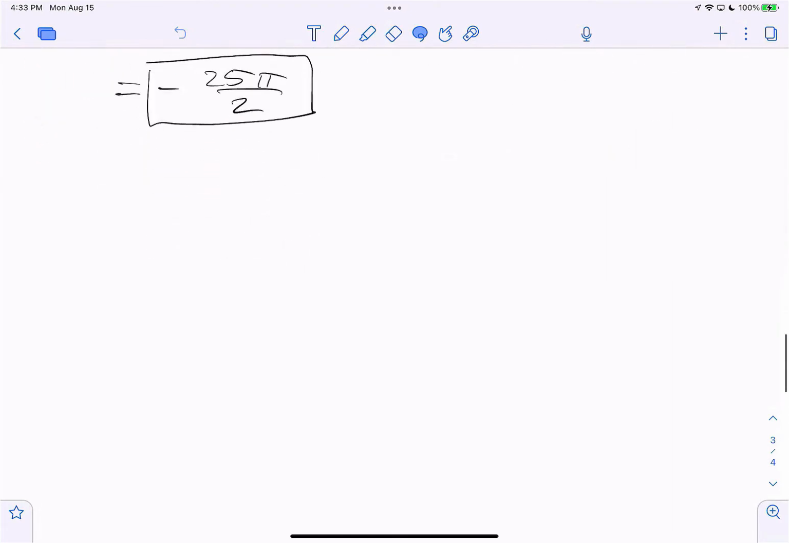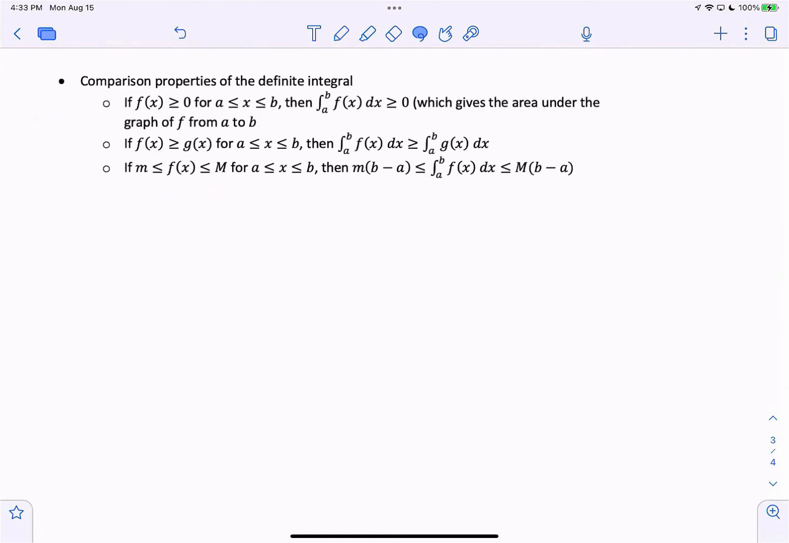I'll close out this video with comparison properties of the definite integral. If f of x is not negative on the interval from a to b, then the integral from a to b of f of x dx is also not negative. And in that event, we get the area under the graph of f from a to b.